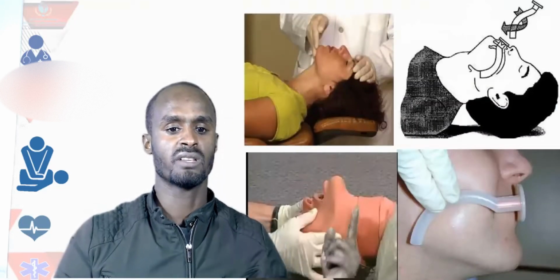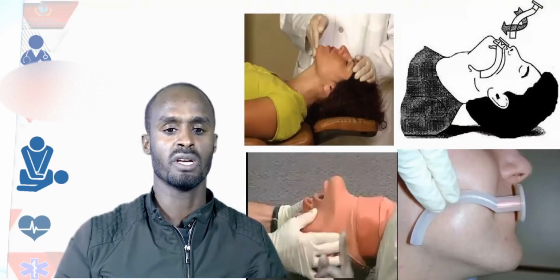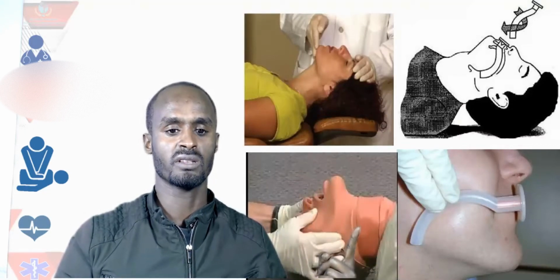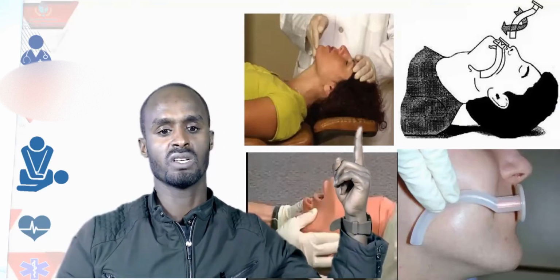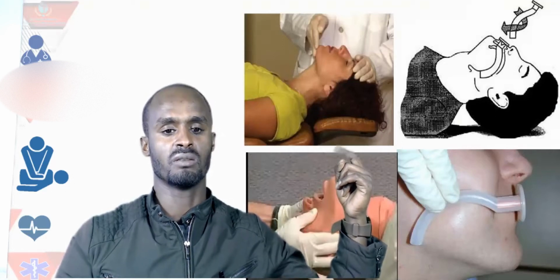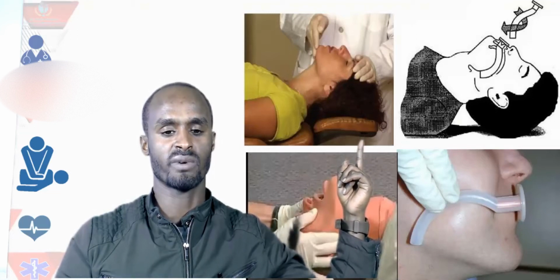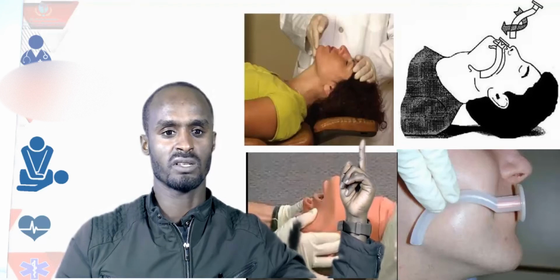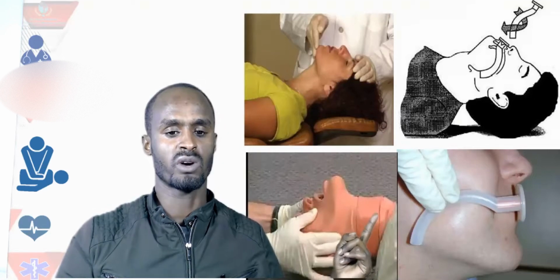So these are some methods of opening the airway and maintaining the patency of the airway. The upper one is the head tilt and chin lift maneuver, which is not applied for a trauma patient because it moves the cervical spine, so it further injures the C-spine. So we always use this other method.